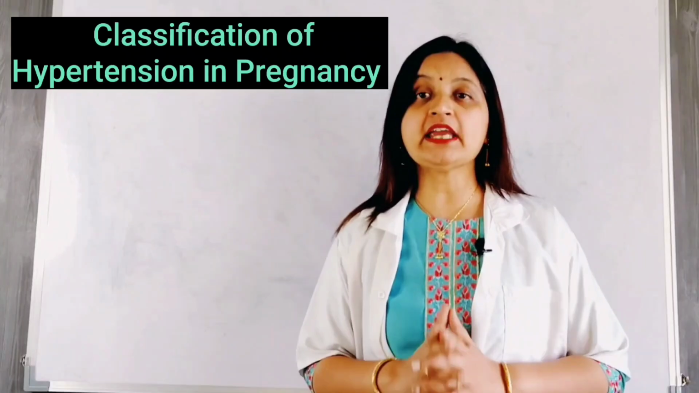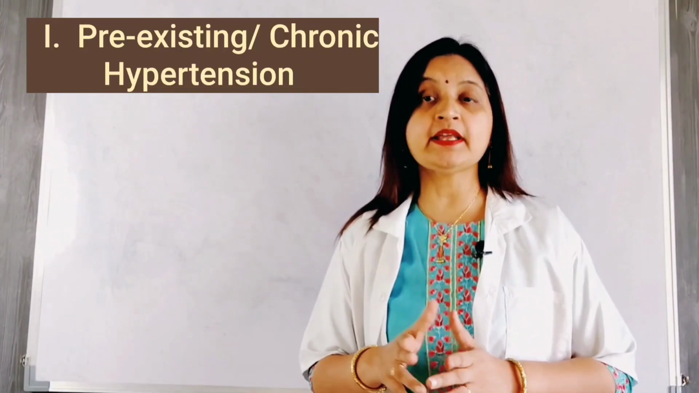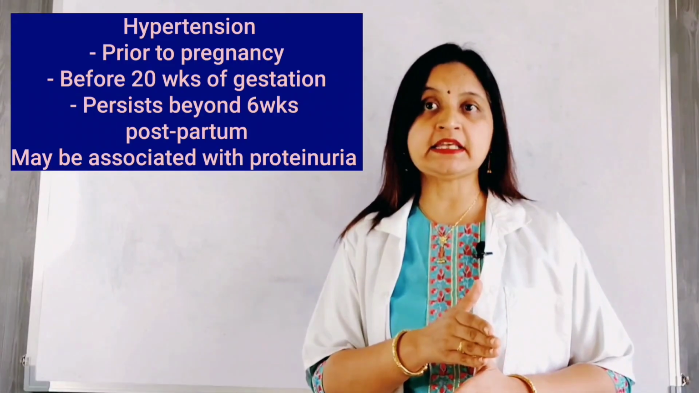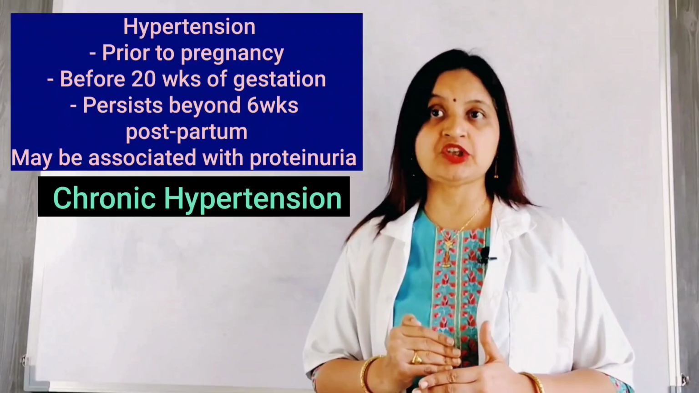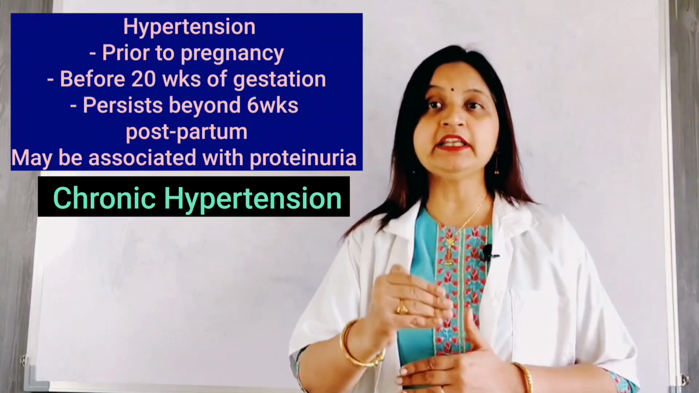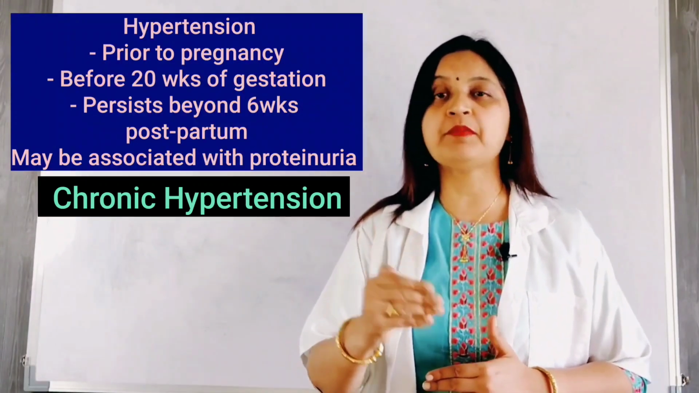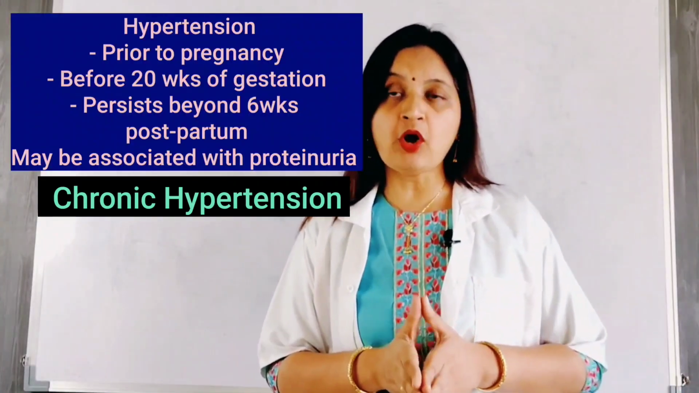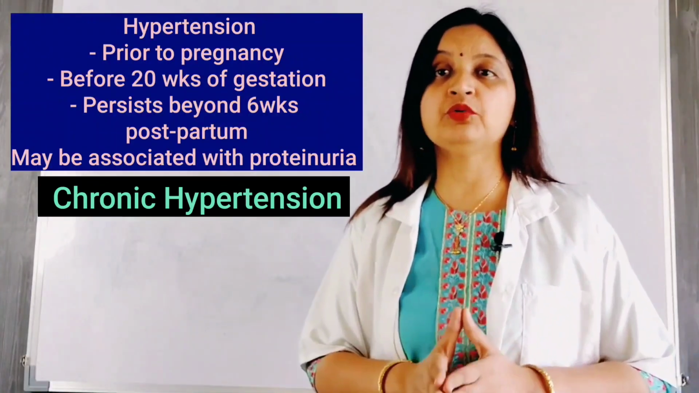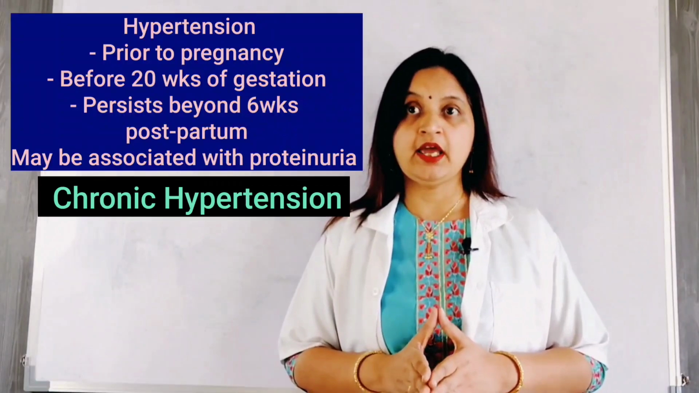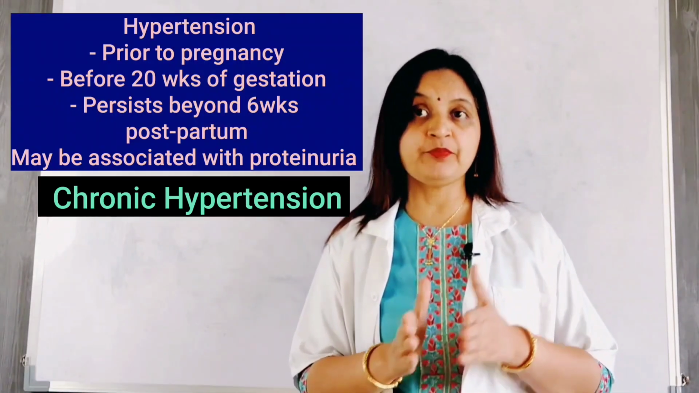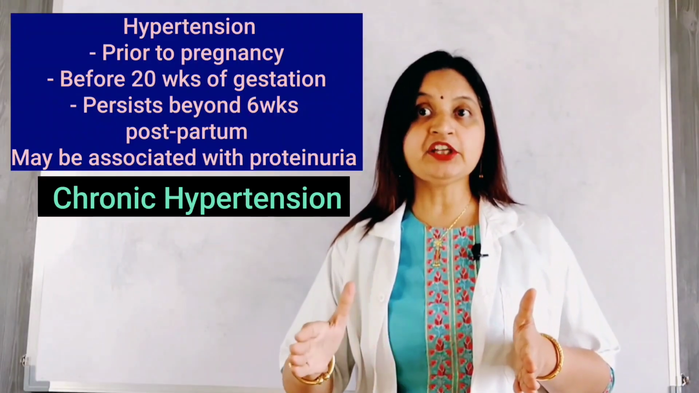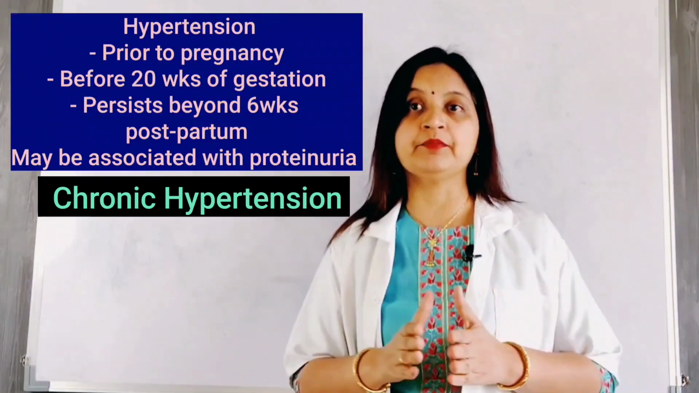The first category is pre-existing hypertension. In this, the woman is hypertensive prior to pregnancy or develops hypertension before 20 weeks of gestation, and the hypertension continues 6 weeks postpartum. So this may or may not be associated with proteinuria or protein in urine. Also, this is known as chronic hypertension because hypertension precedes pregnancy and continues 6 weeks postpartum.